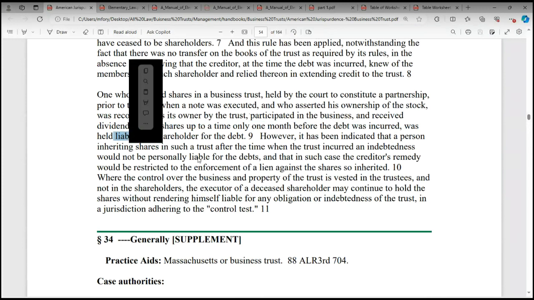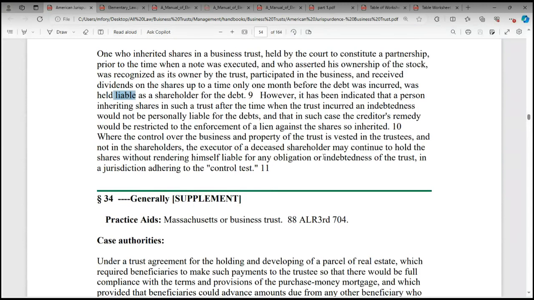However, it has been indicated that a person inheriting shares in such a trust after a time when the trust incurred an indebtedness will not be personally liable for the debts, and that in such case the creditor's remedy would be restricted to the enforcement of a lien against the shares so inherited, where the control over the trust, over the business and property of the trust, is vested in the trustees and not in the shareholders.